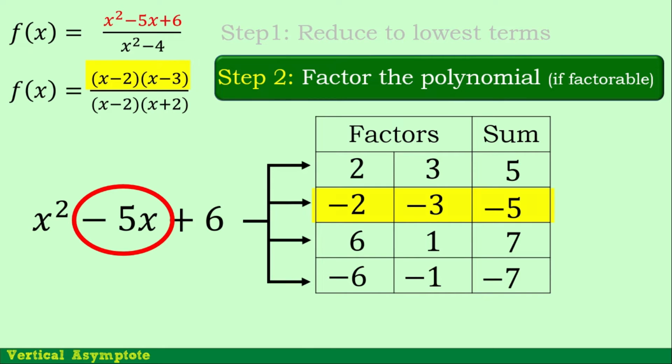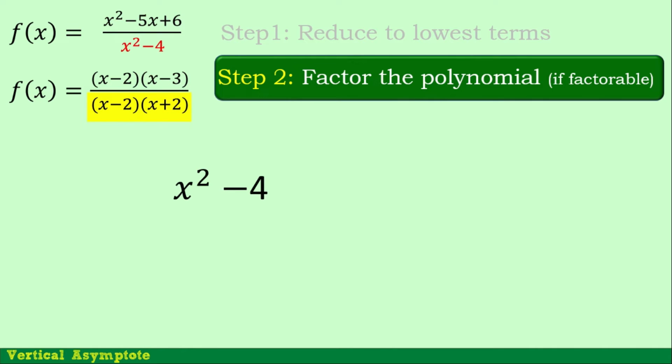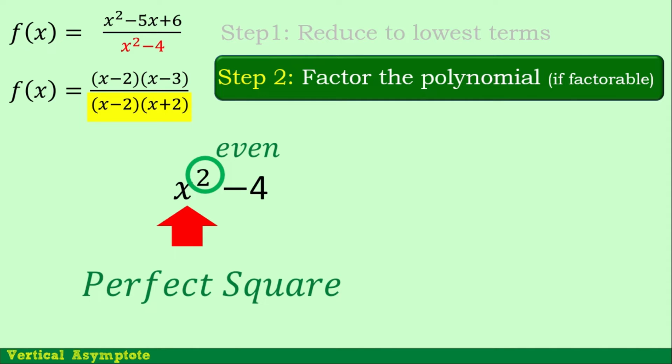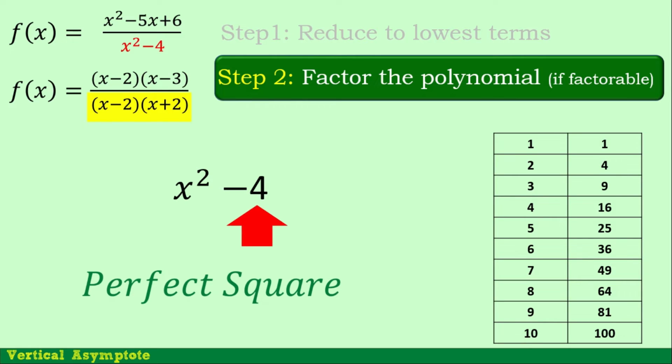Our denominator here is x squared minus 4. The first term has an exponent of positive 2, which is an even number. That indicates that the first term is a perfect square. If a variable has an even exponent, that makes it a perfect square. The second term here is positive 4, which is also a perfect square. Let's recall this table. We have numbers 1 to 10, and in the second column, the squares of those numbers. Here, 4 is the square of 2. That makes 4 a perfect square.